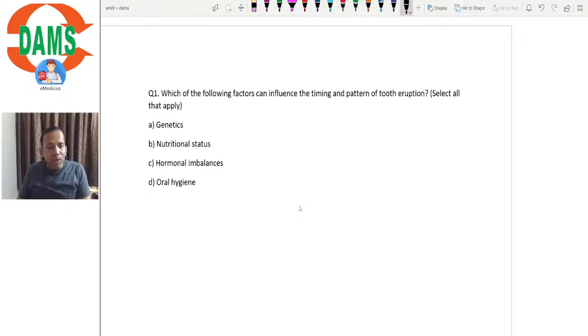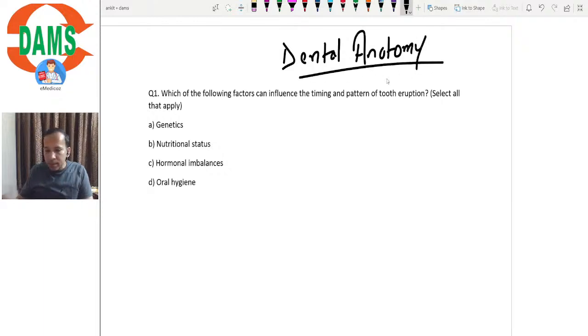Good evening, everyone. Today we'll discuss a few questions from dental anatomy. Right, and same as yesterday, we'll have some questions where only one option is correct, and some questions where multiple options are correct, and then we'll have some match the following type and a couple of picture based questions. So let's start with the first question.